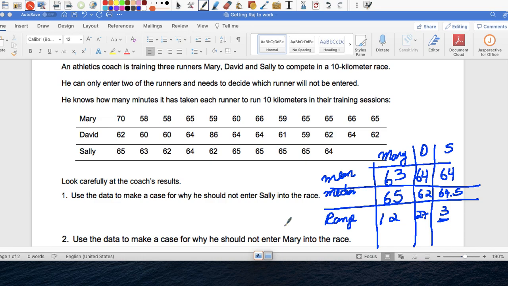Okay, now let's look at Mary. Mary has the best mean, the best average. She has not the best median. And she has the second best range. So she's a little bit better than David in terms of range, consistency-wise, but not better than Sally. Let's see what else.